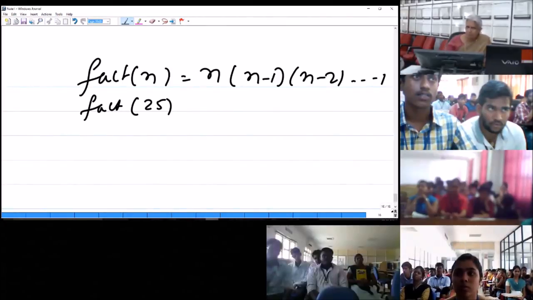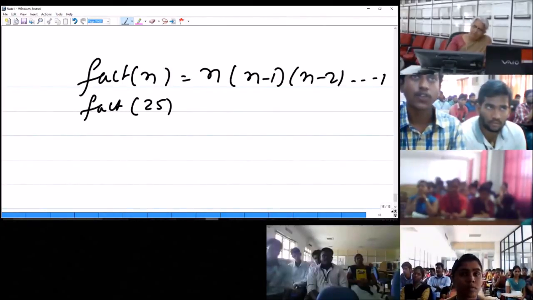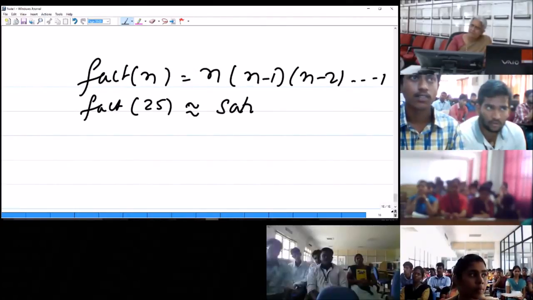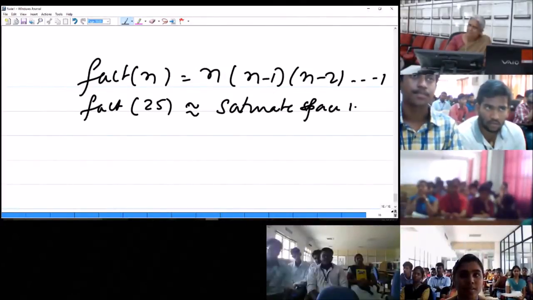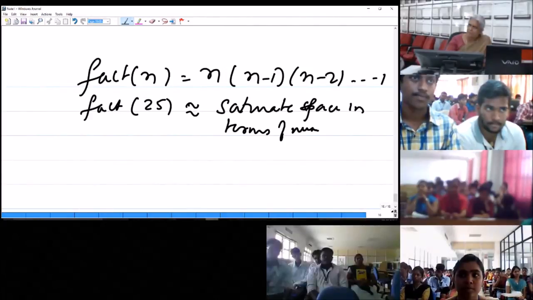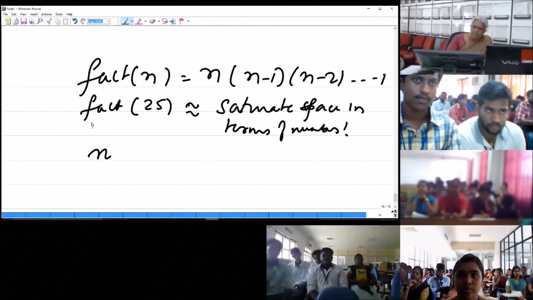What will it do? Very quickly saturate your space in terms of numbers. Okay, so you can't compute it. Alright, so what you do is you try to simplify.